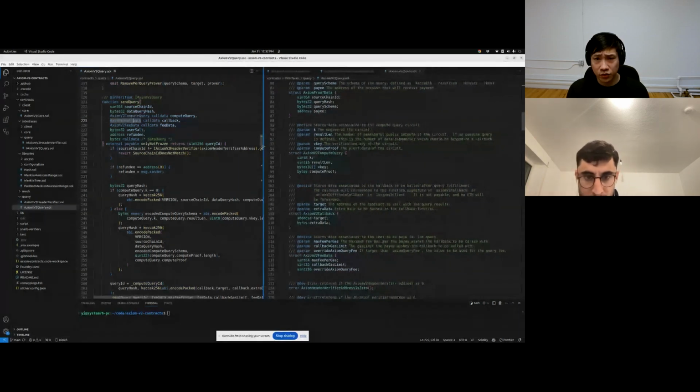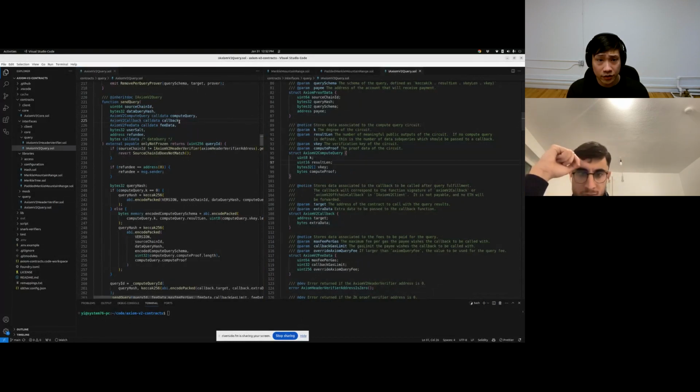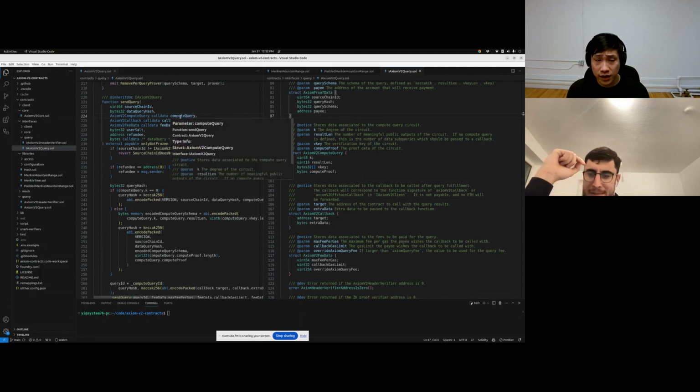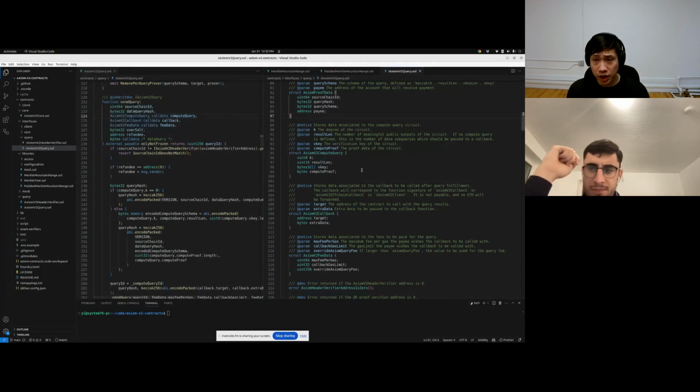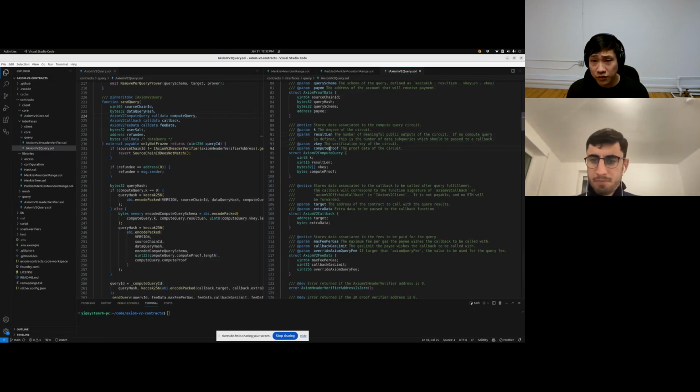So these will all be just sort of auto-generated by our SDK from the circuit. So first, the compute query stores a bunch of metadata that are associated to your circuit. So this includes some information about the degree, which is the size of the circuit, the number of public outputs, which should be sent to the callback, and then the verification key and the actual proof that's being generated on the client side.